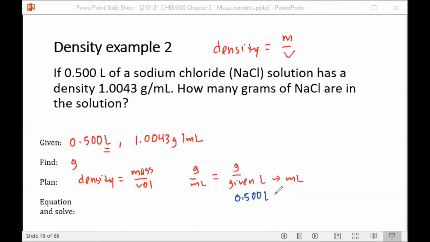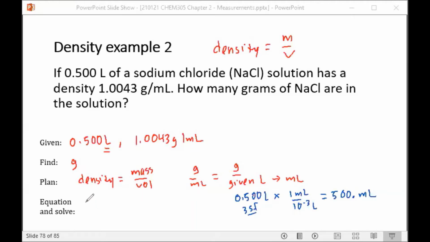So 0.500 liters. We'll use the metric system prefix table. For every 1 milliliter, there's 10 to the negative 3 liters. So that equals 500. milliliters. And it's with a decimal because this has 3 sig figs, 0.500. Both of these zeros count because they're after a non-zero number and they're after the decimal point. So our final answer needs to have 3 sig figs as well. So now we're ready to solve the problem.